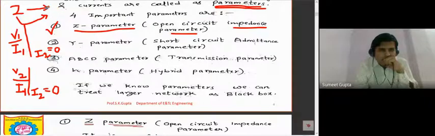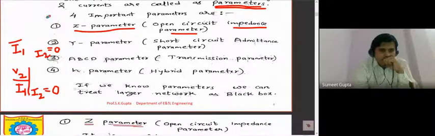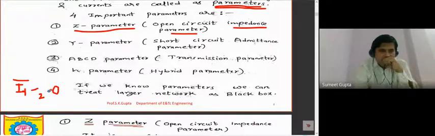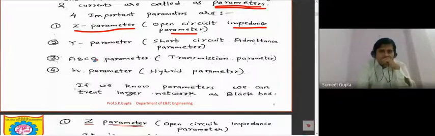So out of 4 variables, 2 variables are expressed in terms of the other 2 variables, and these are termed the parameters. The first parameter is the Z parameter. In Z parameter, we are always finding voltage upon current, which is the impedance. And while calculating voltage upon current, we make the other current 0. That's why it is called the open circuited impedance parameter.